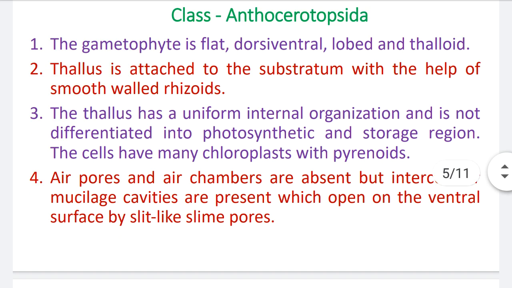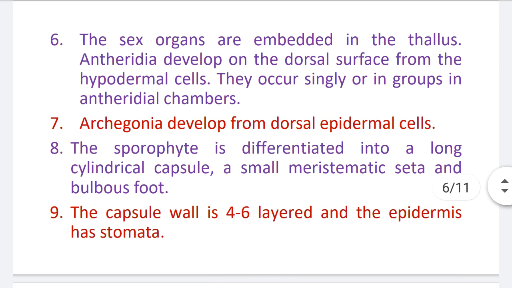Example, Anthoceros. Number 6, the sex organs are embedded in the thallus. Antheridia develop on the dorsal surface from the hypodermal cells. They occupy singly or in groups in the antheridial chambers. Okay, we already discussed this characteristic in the previous class, but the important thing here is that the antheridia are present singly or in a group in a single antheridial chamber.